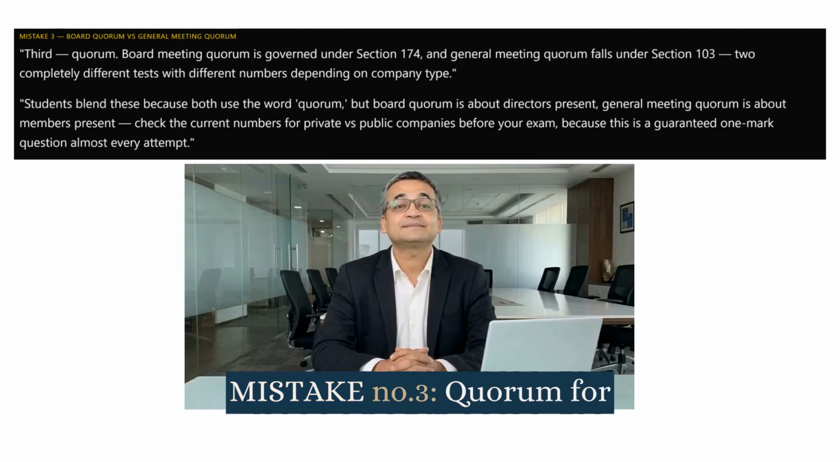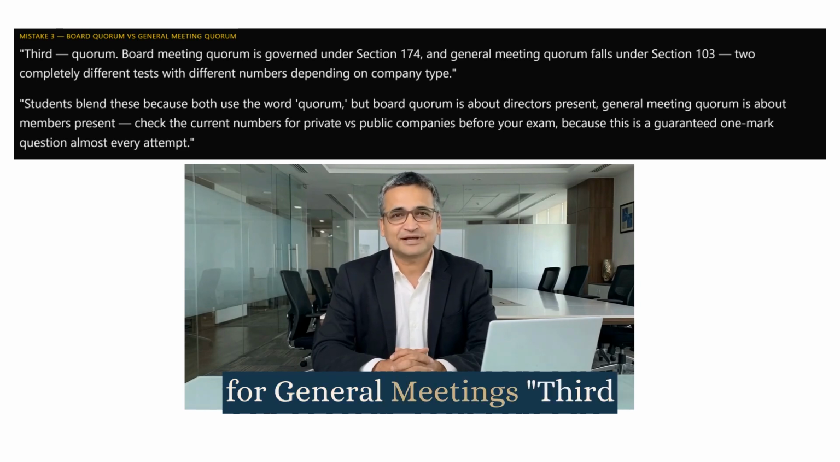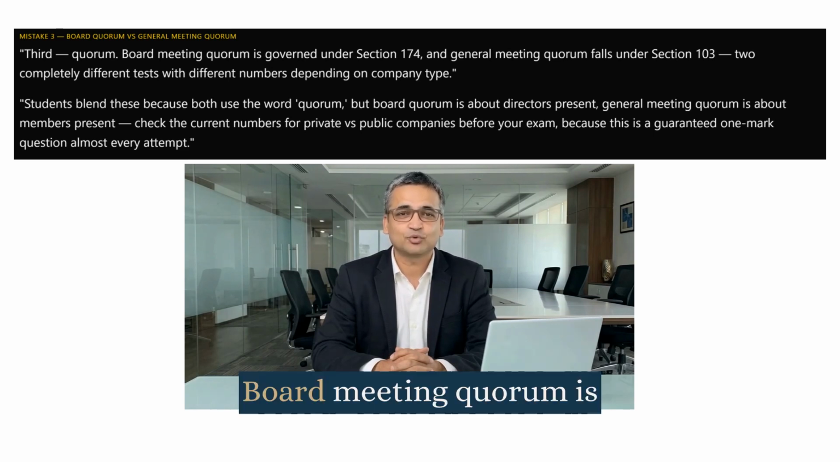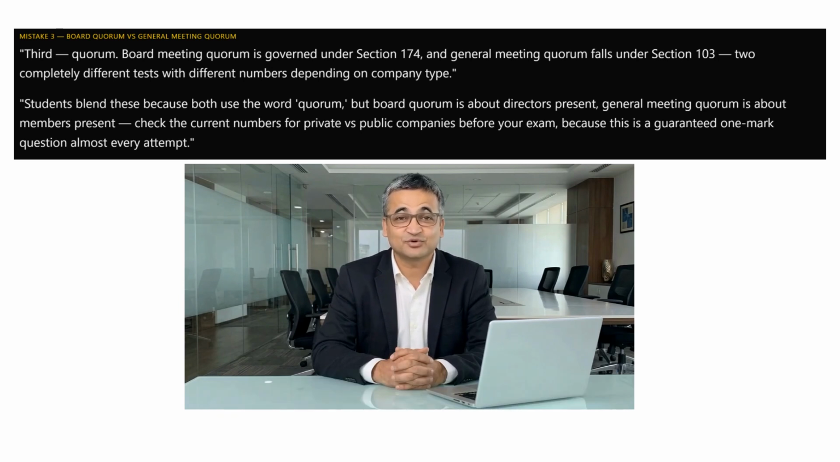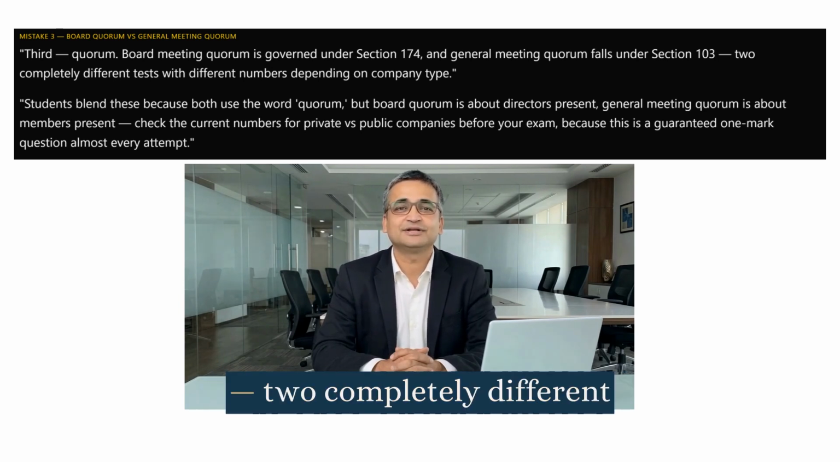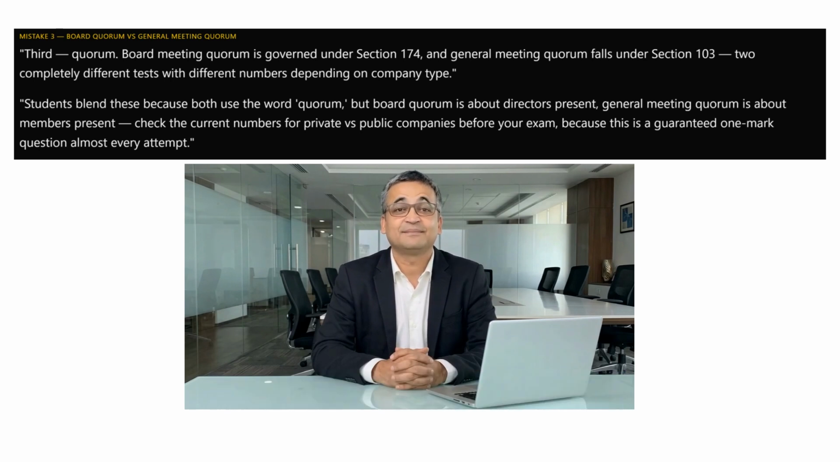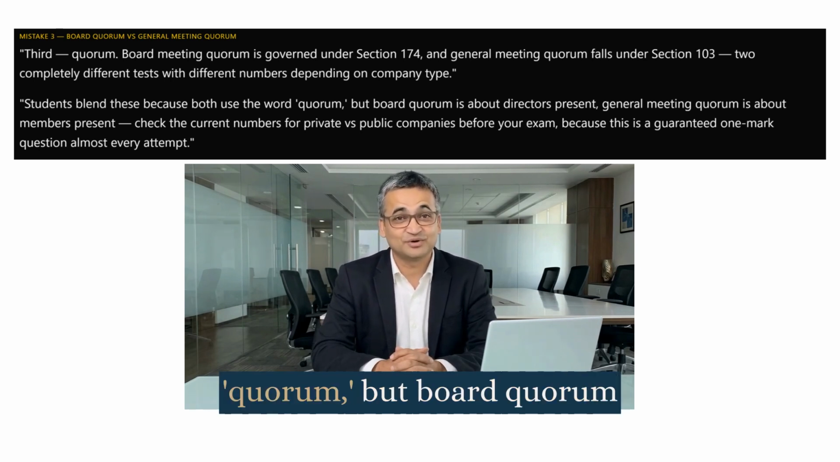Mistake number 3. Quorum for board meetings versus quorum for general meetings. Third, quorum. Board meeting quorum is governed under Section 174 and general meeting quorum falls under Section 103. Two completely different tests with different numbers depending on company type. Students blend these because both use the word quorum.